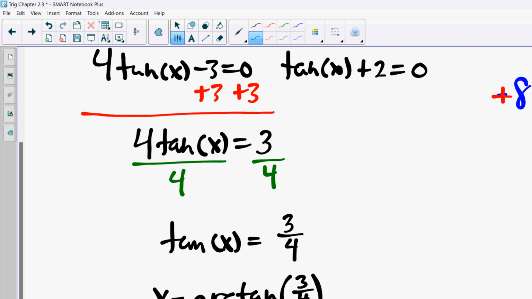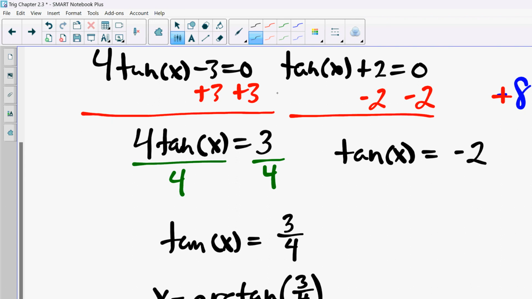Any questions on this so far? Now we can look at the other one. We can subtract 2 from both sides, which tells us tangent of x is equal to -2. And luckily for us, tangent can have the value of -2.